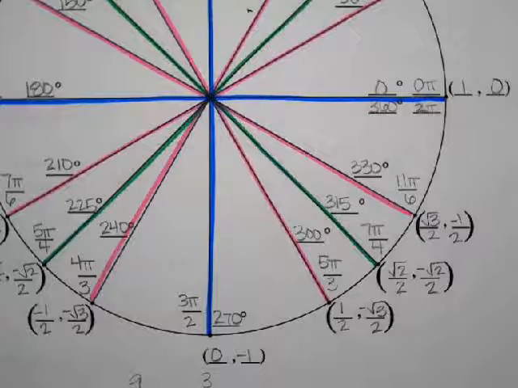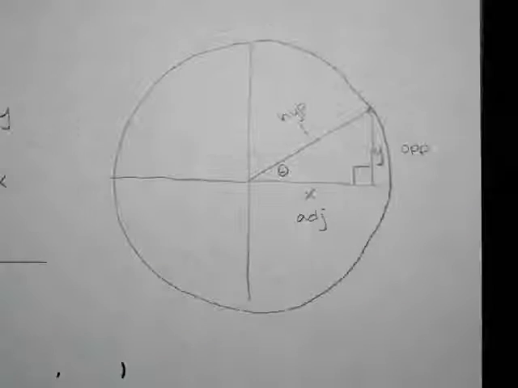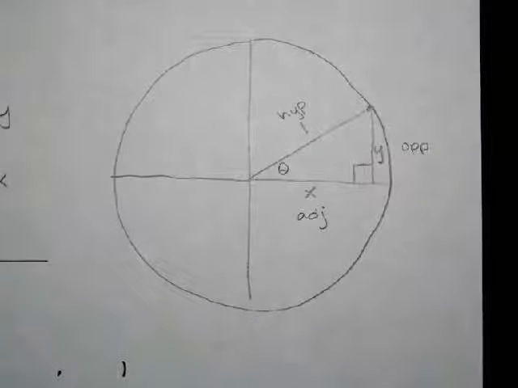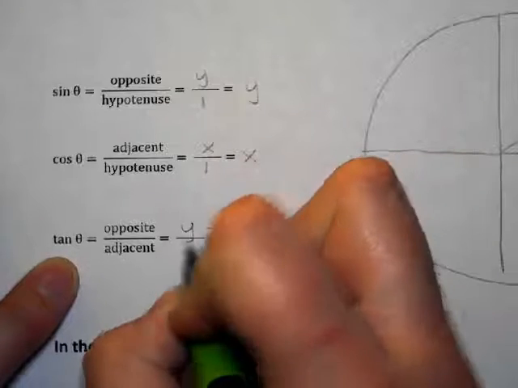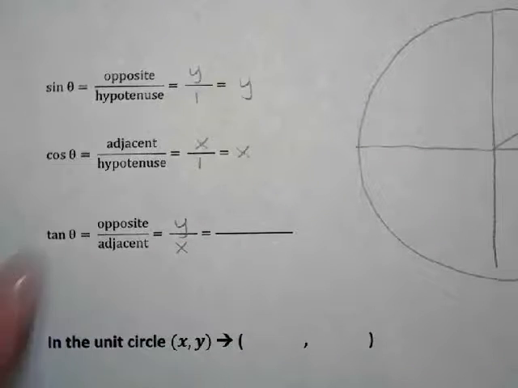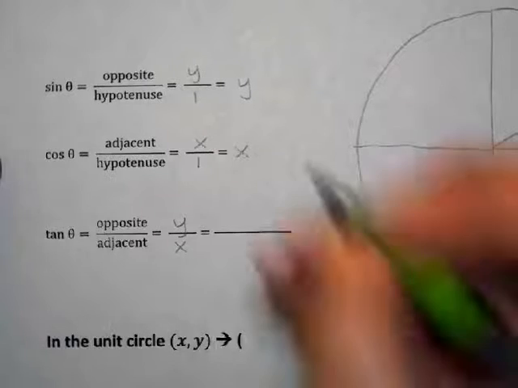Marvelous. Okay. Tangent. Tangent is opposite over adjacent. So what are those two sides? Y over x. But we literally just redefined what y was. What did we define y as? We just defined y as sine. And we just defined x as what? Cosine. So tangent is actually sine divided by cos.